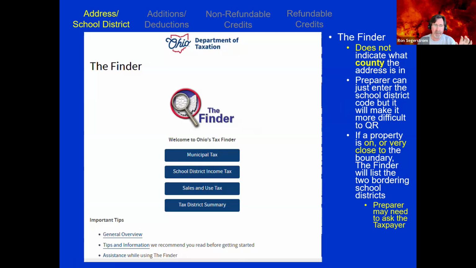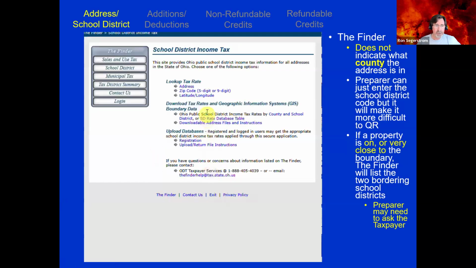The finder does not tell you what county the address is in. The preparer can enter the code for the school district, but if you put that code in, it may make it a little more difficult for the person doing the quality review to verify that it's the correct school district. I've also noticed that if you select an address really close to the line between one school district and another, it'll give you both school districts and say it can't determine which one it goes into. So you may actually end up having to ask the taxpayer if they know what school district they're in.